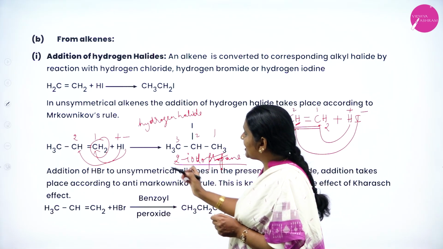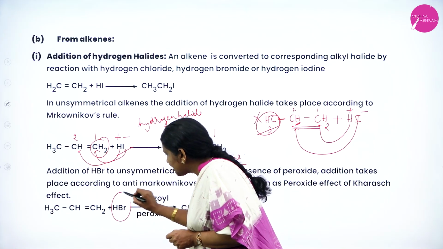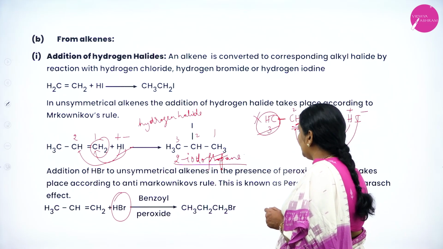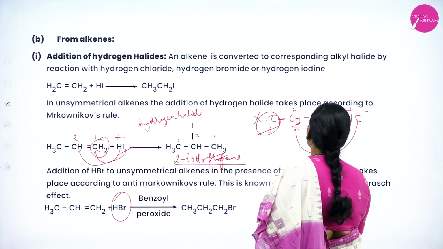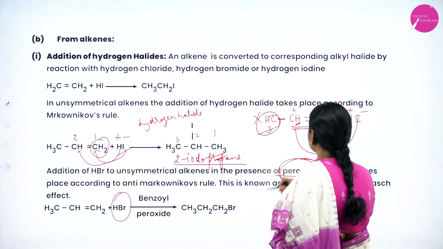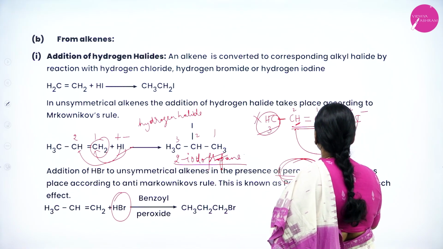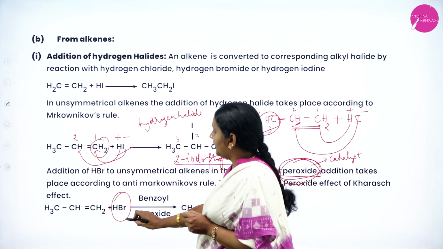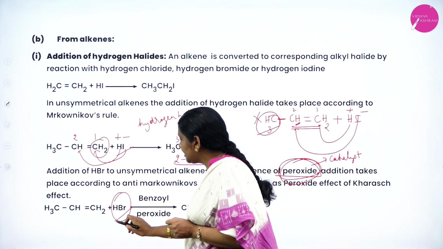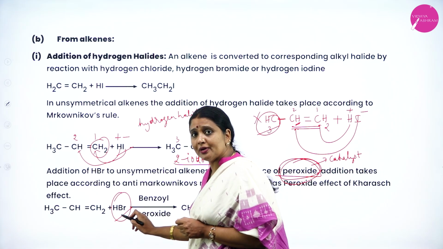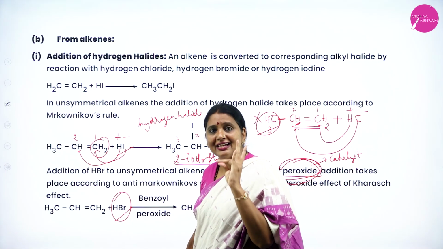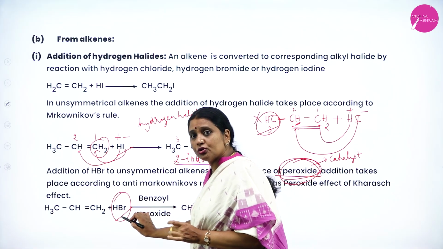Okay. In place of HI, if I use HBr in the presence of peroxide as a catalyst, in the presence of what? Peroxide as a catalyst, use only HBr. Children, here you cannot use HCl or HI. Which one should you use only? HBr only. Listen, HCl cannot be used, HI cannot be used, only which one should be used?